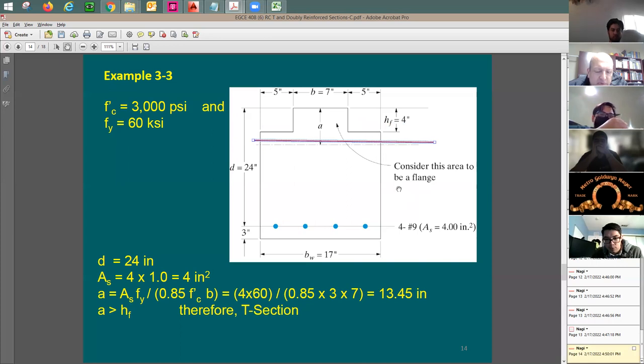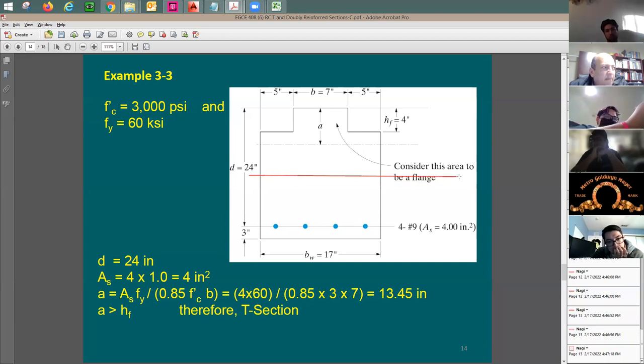I'm going to have here two compression forces. I'm going to have C in the flange and C in the web. Let's see. Here's the depth, cross-section area, concrete strength, F sub Y, and then here's based on the A, the analysis. Look at the depth, 13.45. Wow. So for sure now, this is going to be a T section, meaning I'm going to have here two cross-section areas. Here's one, the flange, if you want to call this the flange, and here's the second.